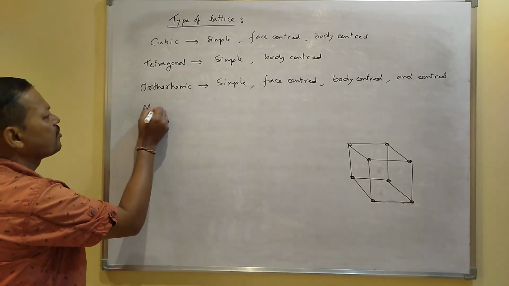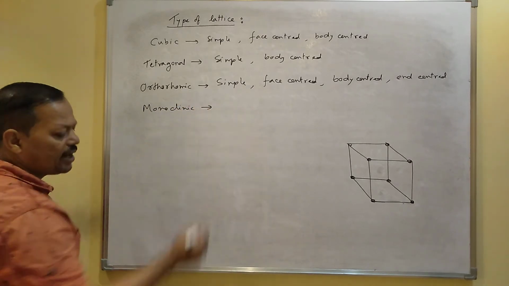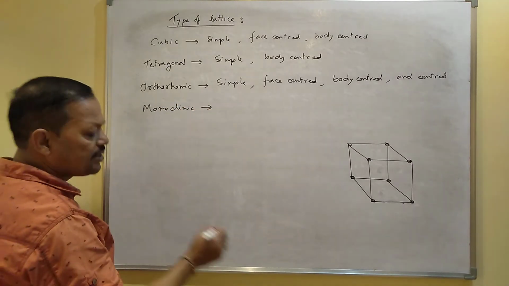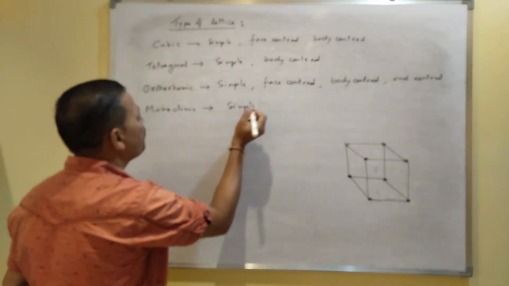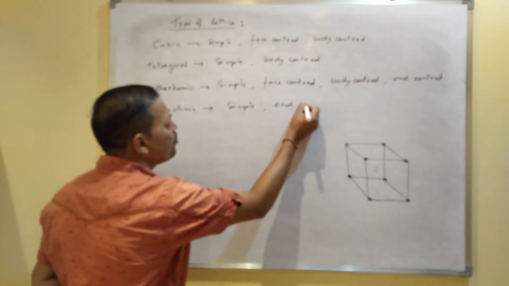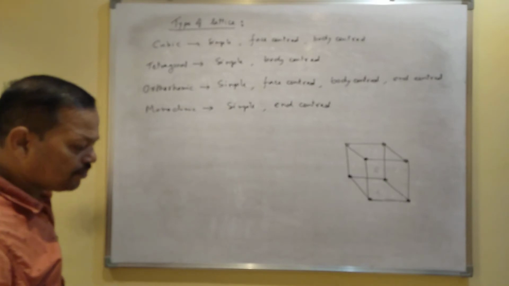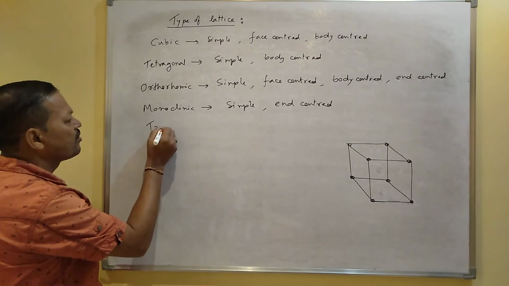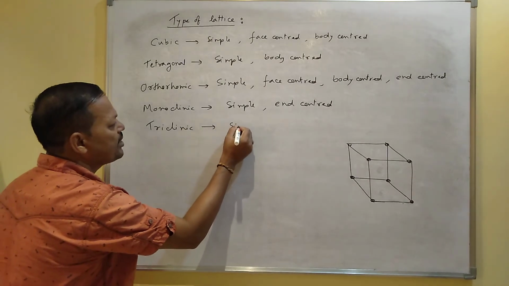Monoclinic can form only two, and these are simple and end centered. Only two types of lattice you will get from monoclinic: simple monoclinic lattice and end centered monoclinic lattice. Only two types you will get. Triclinic can form only one type of lattice, that is simple.